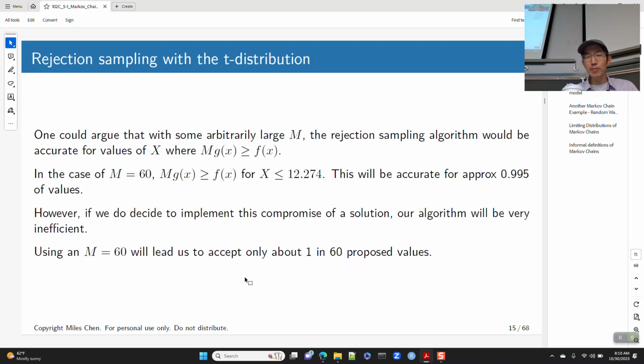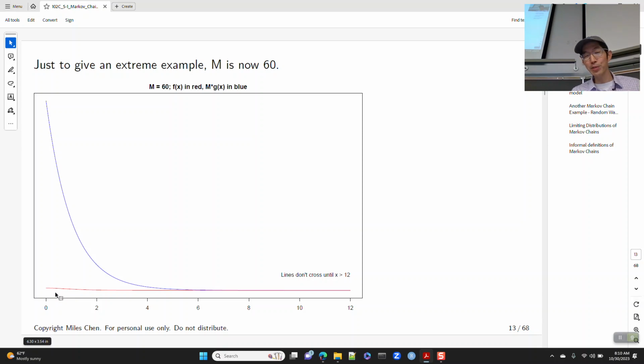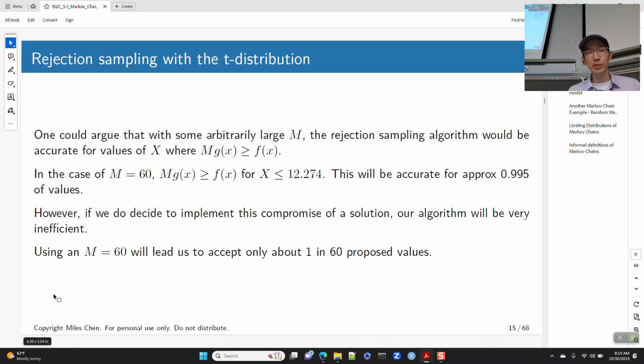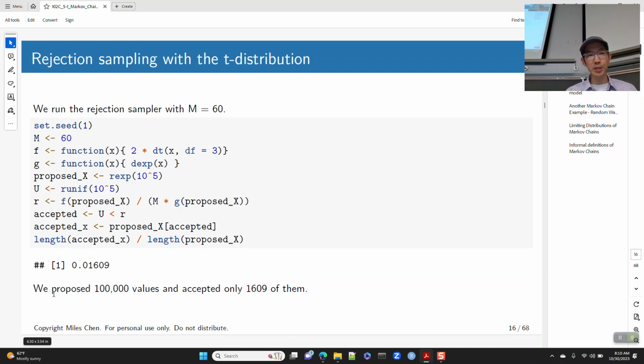And so you could say, well, okay, that'll be accurate up until x is 12. Which is fine, but I wrote accurate for approximately 0.995 values. Okay, so I guess, not 1 in a billion, but the problem here is, again, we're only accepting those that fall under the red line, which is going to be a very small proportion. We're only going to accept around 1 in 60 values, because the amount that you accept is around 1 over m.